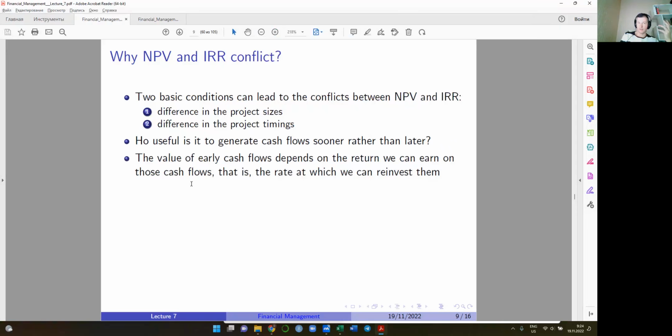We are concerned with profits. And if I receive money earlier, I need to take care to reinvest them. So the value of these early cash flows depends on the return we can earn on those cash flows. So the rate at which we can reinvest these cash flows.